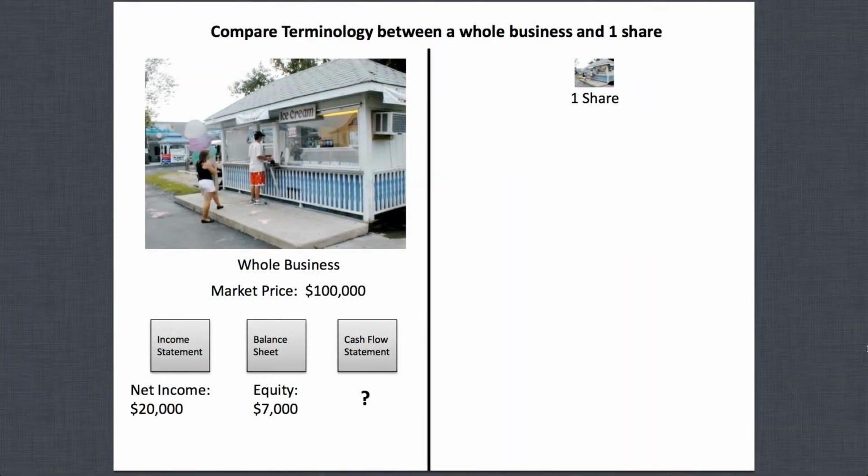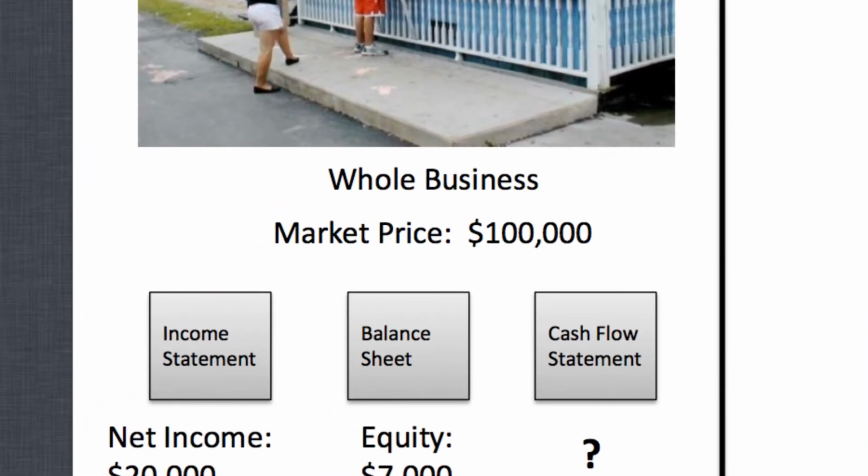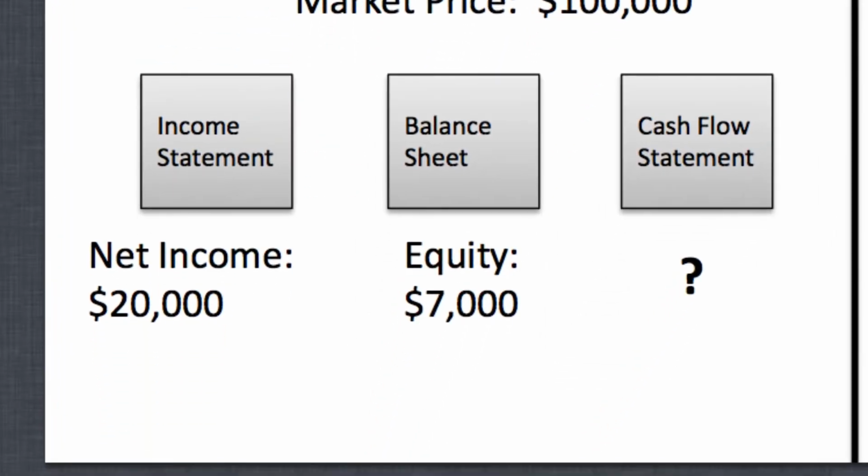So let's compare the terminology between a whole business and one share. As you learned in Lesson 2 and 3, and if you haven't seen those lessons, I would recommend that you go back and watch those so this is a little bit easier for you to understand. But we see the whole business there, and the market price, that terminology, market price, is what Nancy's asking for the business. She wants $100,000 for the business. As we learned in Lesson 2 about the income statement, those 3 documents there, the income statement, the balance sheet, and the cash flow statement, are the 3 documents that a business has that represent its value. And if you can read those 3 documents, then you can understand what it's worth.